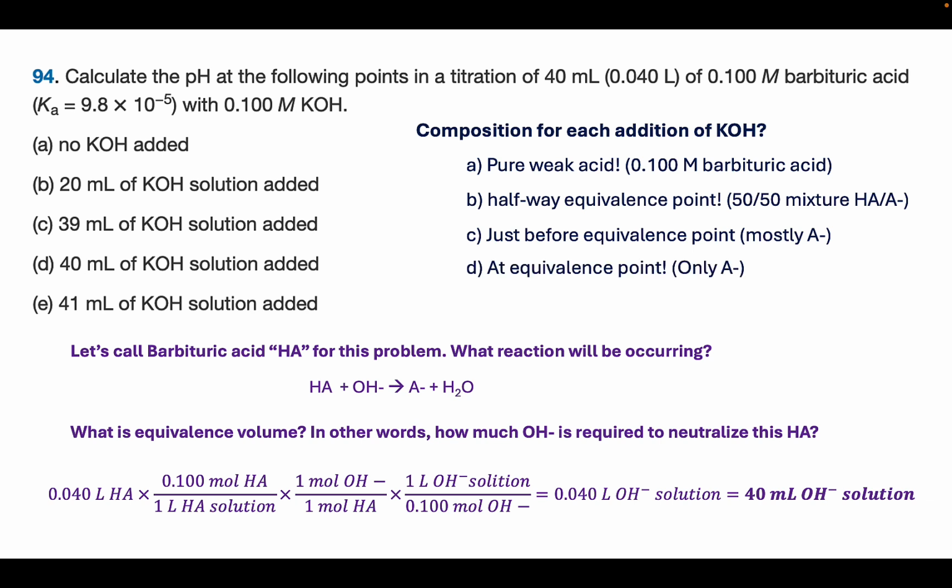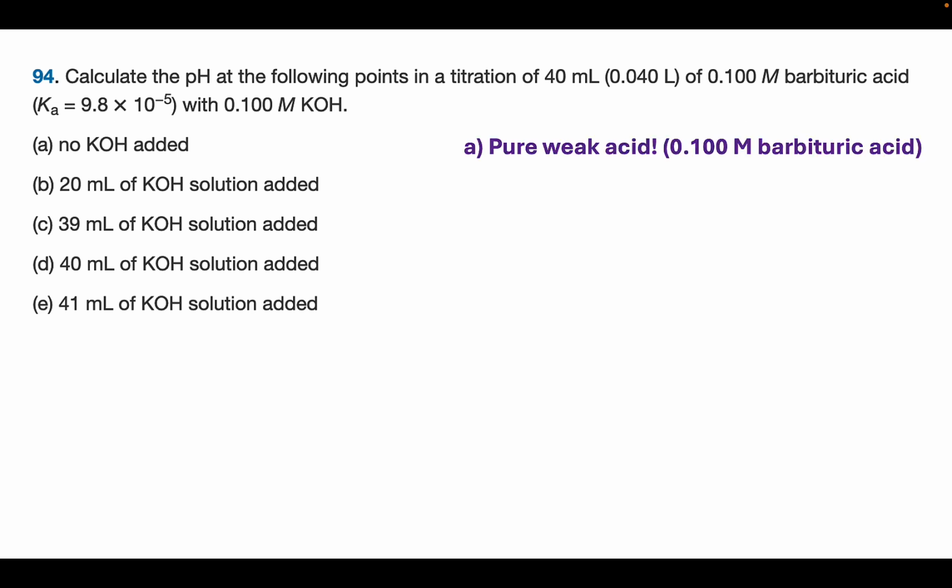For D, this is the equivalence point. We know that 100% of the HA has been converted to A-, and there's no excess hydroxide. Therefore, this is going to be like a weak base problem. And finally, at 41 milliliters, we're going to have A- and OH-, A- and hydroxide, and the stronger base, OH-, is going to be what determines the pH of this solution. Okay, so let's go through each of these steps.